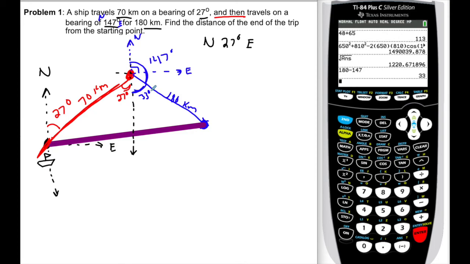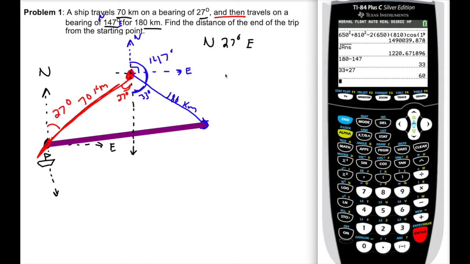All right. And so what that tells me is that my angle of interest is 33 plus 27, or maybe you've done this in your head as 60 degrees. And so the angle that I want is 60 degrees. Okay? So again, the hardest part of this is that you have to make a picture and set up that middle angle.